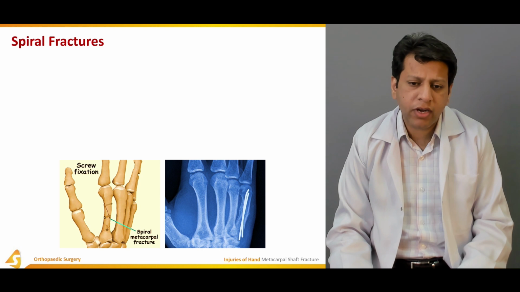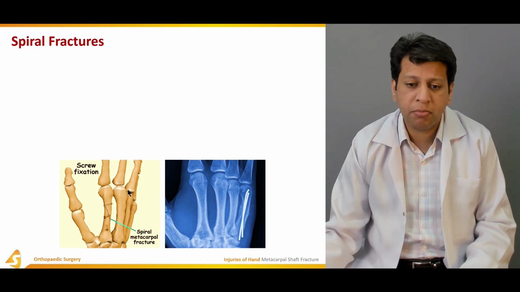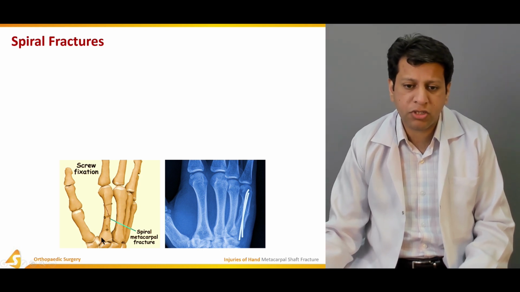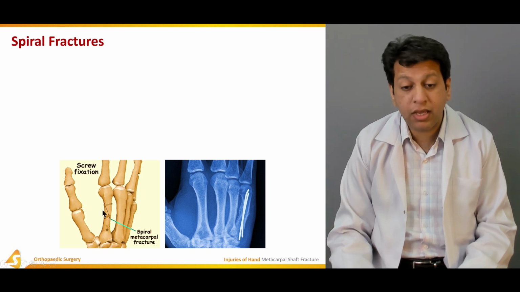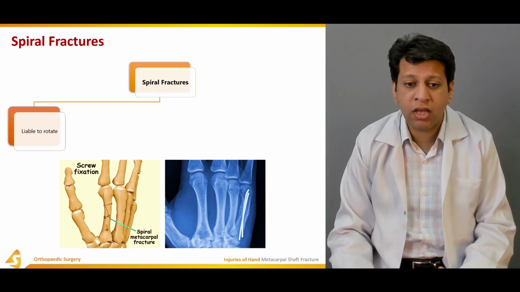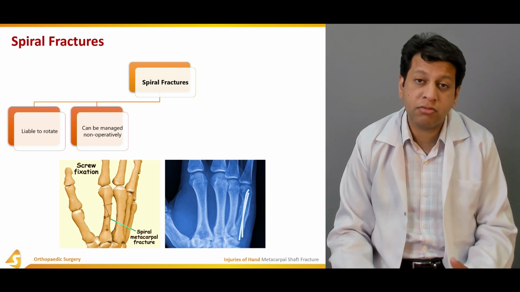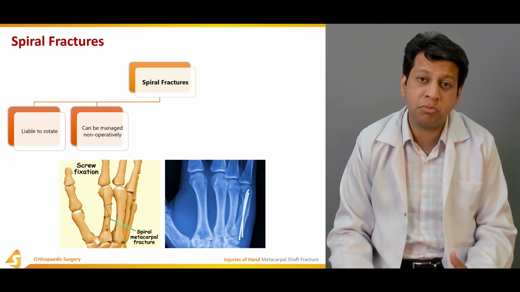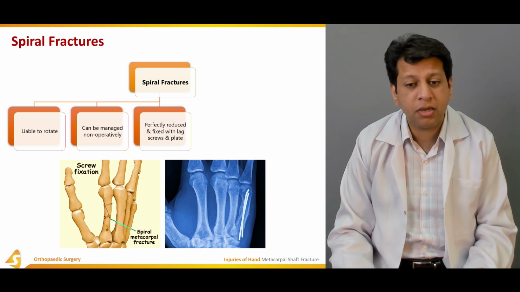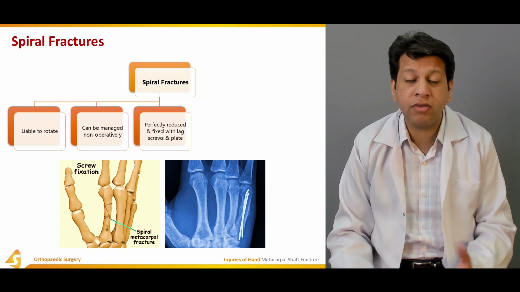If it is a spiral fracture, for example, if this is the kind of fracture, a long spiral fracture, these can still be liable to rotate, but can be managed non-operatively with the application of plaster and splint for 3 to 4 weeks. Sometimes they can be fixed with a lag screw.